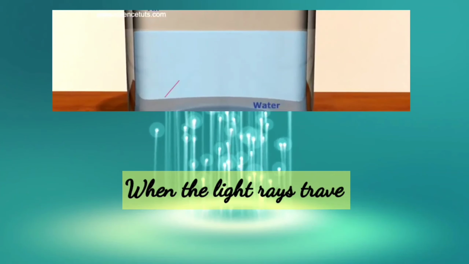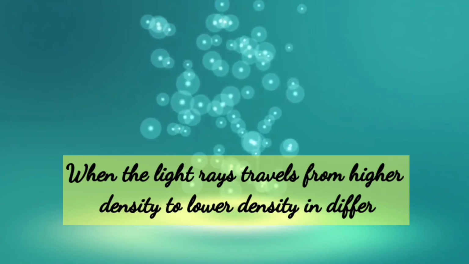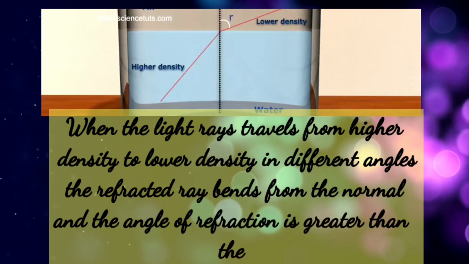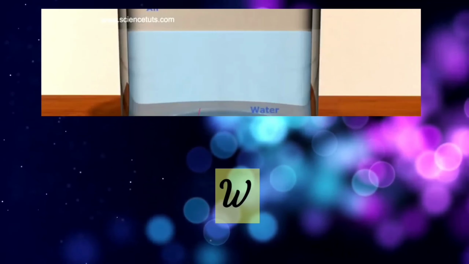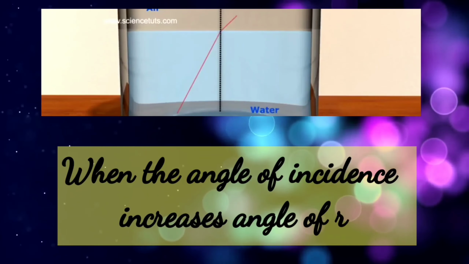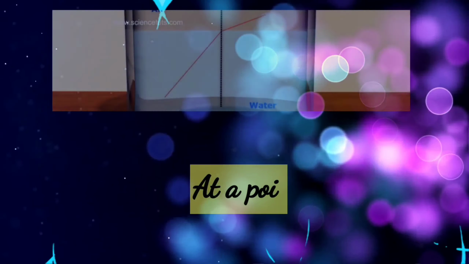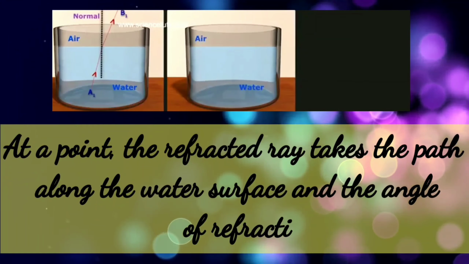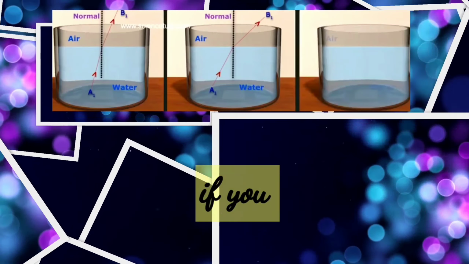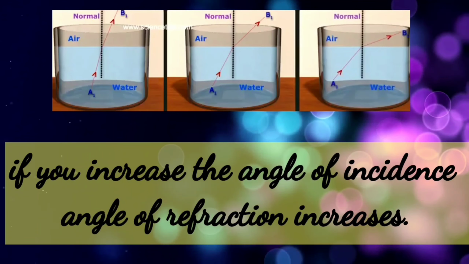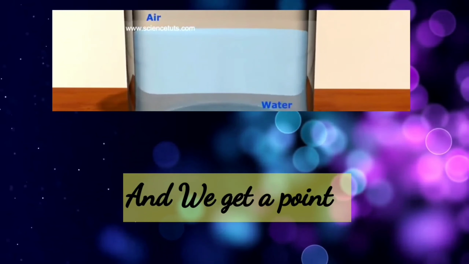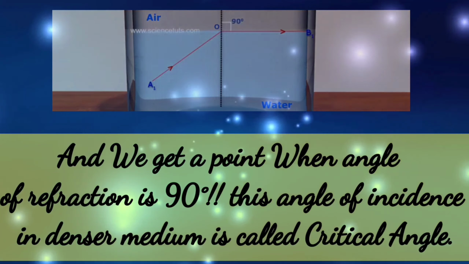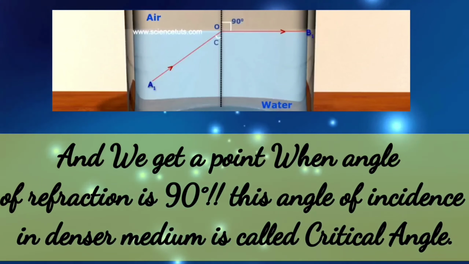When light rays travel from higher density to lower density at different angles, the refracted ray bends away from the normal, and the angle of refraction is greater than the angle of incidence. When the angle of incidence increases, the angle of refraction also increases. At a point, the refracted ray takes the path along the water surface. If you increase the angle of incidence, the angle of refraction increases, and we get a point when the angle of refraction is 90 degrees. This angle of incidence in the denser medium is called the critical angle.